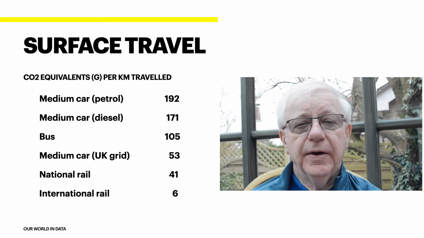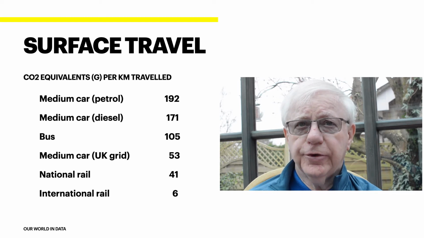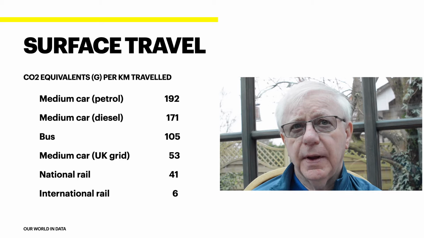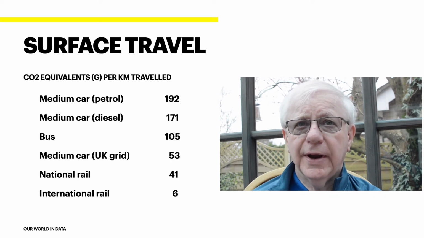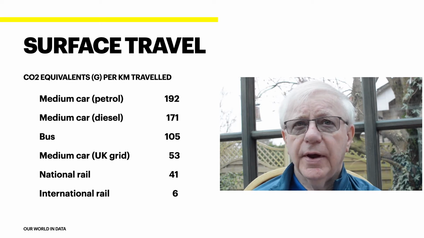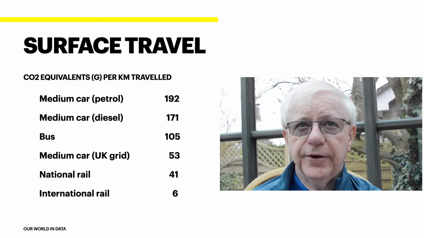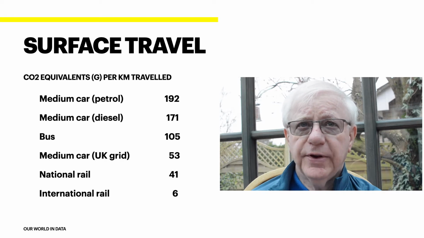Surface travel by a single person in a car is not so dissimilar from a passenger in an aircraft. This can be reduced considerably by travelling by bus, and further still if you travel in an electric vehicle. Now the emissions associated with an electric vehicle will depend upon where you get your electricity from. And this figure here of 50 grams per kilometre travelled is associated to the UK grid. Finally, again, we compare these with national and international rail travel, which again show up as a lower carbon footprint.